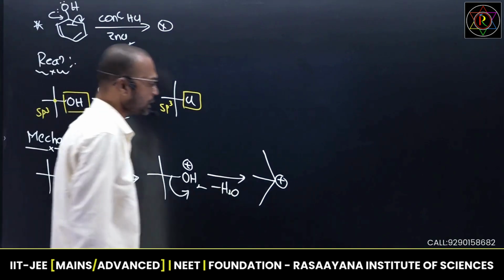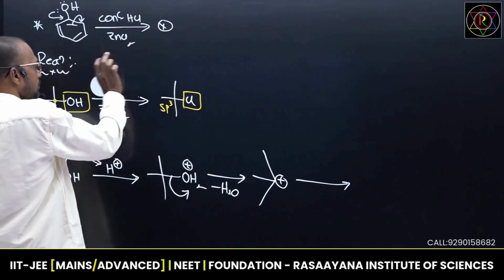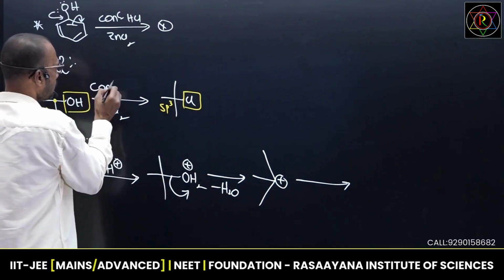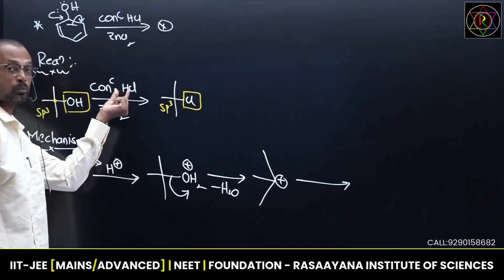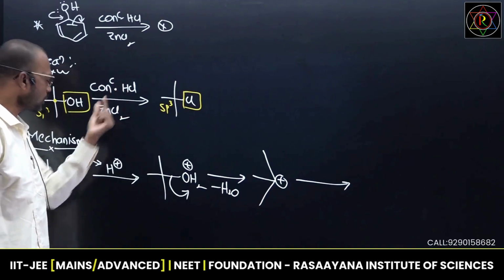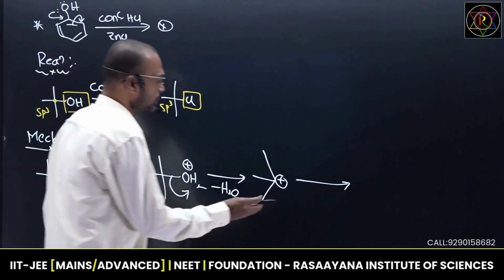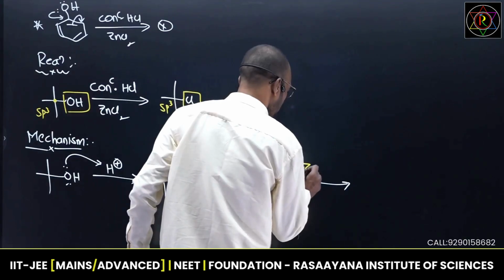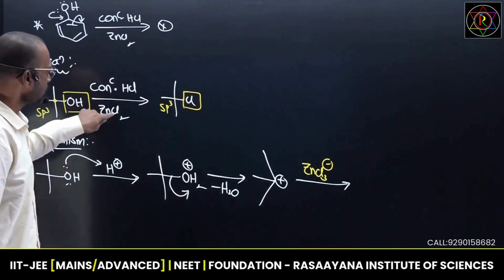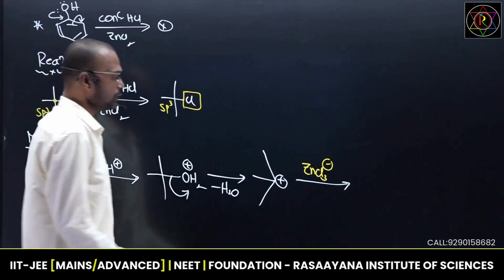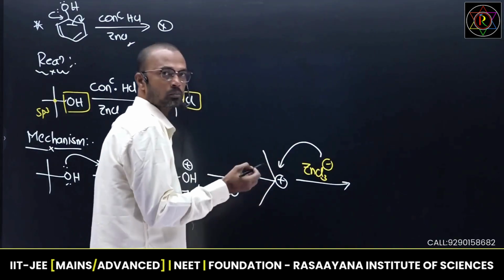This planar carbocation is going to react with the chloride which has entered ZnCl2. Here I am using concentrated hydrochloric acid in the presence of ZnCl2. Hydrochloric acid is a protic acid which can release one proton. The proton is taken by the alcohol, and the chlorine enters ZnCl2. This ZnCl2 is a Lewis acid, and it converts into ZnCl3 minus. In the formed ZnCl3 minus, one of the chloride ions will attack from above and below the plane.